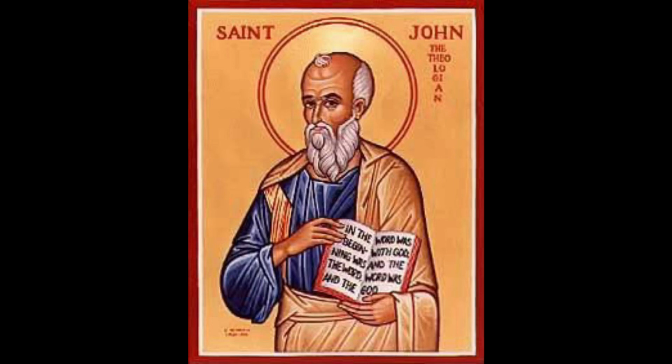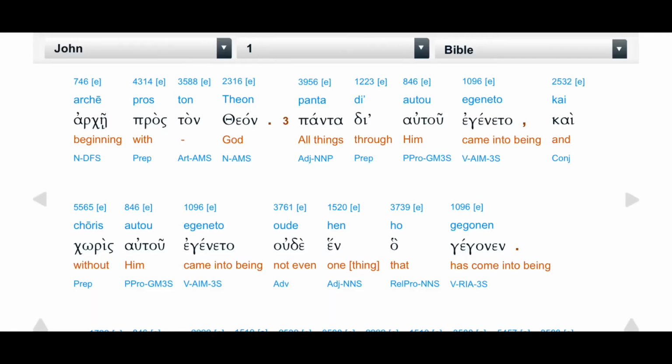So that's good. I'm going to move on. We're going to read verse 3, and that will be it for today. Please do the review, and that'll be it. So verse 3 is Pante di Utso egeneto, ke choris ato egeneto ude in ogegonon.